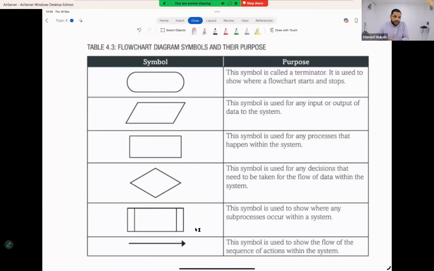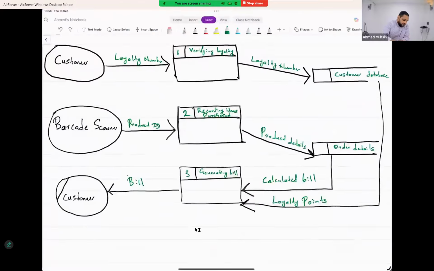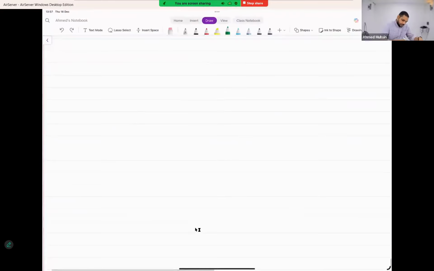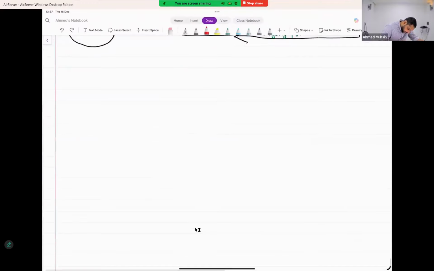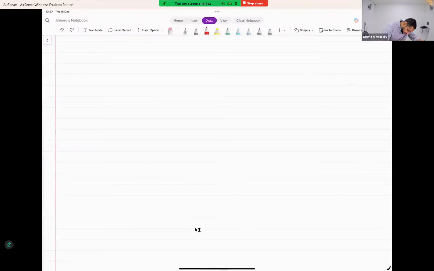Before I go, can we draw these symbols? And then next year we'll do examples for flowcharts. So let's just draw this. We have a few minutes remaining now. Symbols of a flowchart.